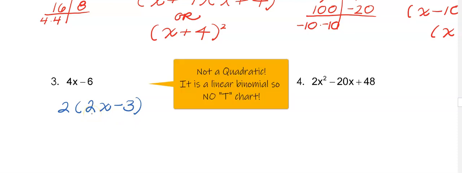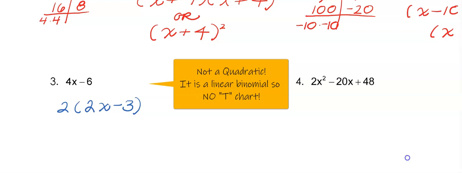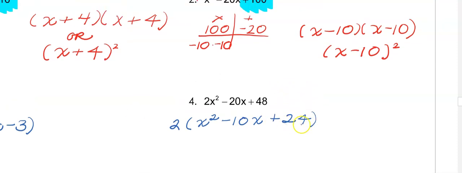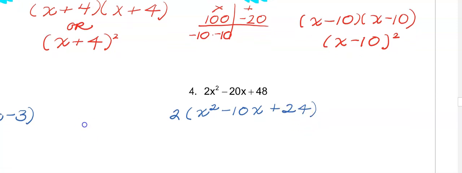So it's just a GCF problem. Let's look at number 4. All of these values could be divisible by 2. If I pull out a 2, I get x squared minus 10x plus 24. And just to think about what I talked about previously, this 24 is not a perfect square, so I shouldn't have a perfect square trinomial.